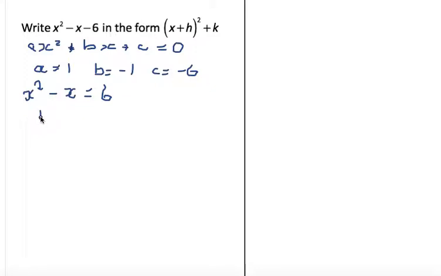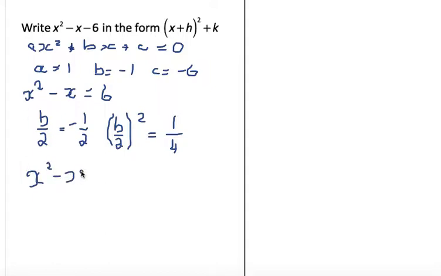Next, and although there are shortcuts, I like to think about writing down b over 2, so it gives me -1/2, and b over 2, and I'm going to square this and I'm going to keep it as a fraction, a quarter. Now next I'm going to add b over 2 squared to both sides, so this becomes x squared minus x plus a quarter, and I'm probably going to be doing this without a calculator, so I want to keep these as quarters.